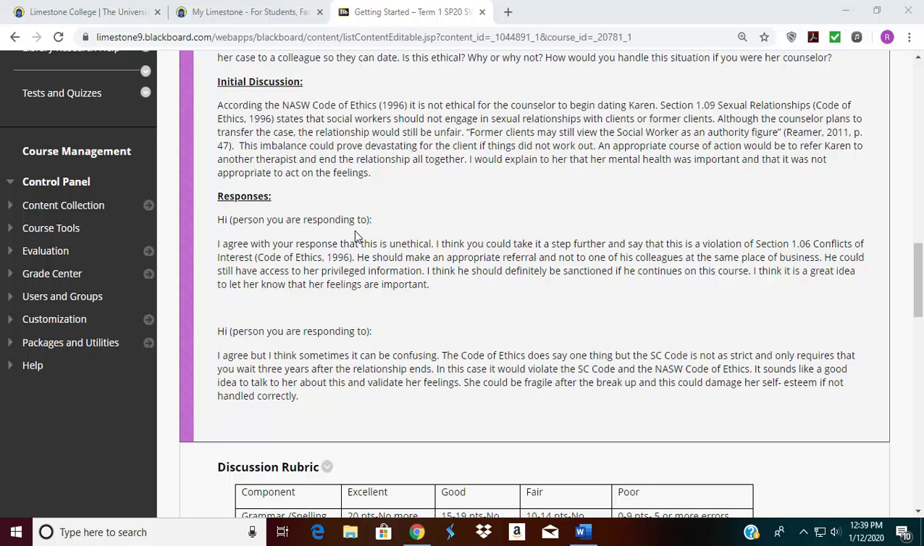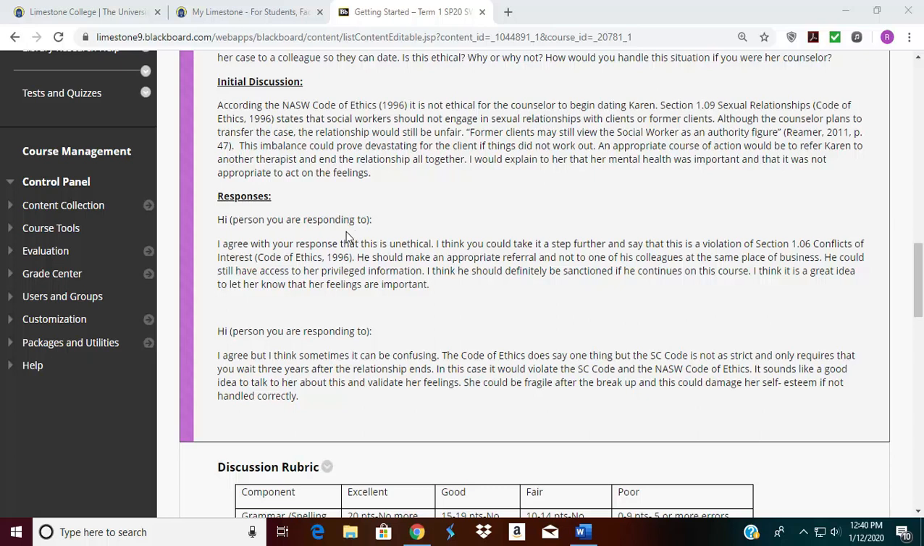Okay, and this person says not only that it's a violation of 109, but this person is saying it's a violation of section 106 under the Code of Ethics. So when you're looking at conflict of interest, so you know you're dating one of your clients, which is not ethical, and it could create some harm to that particular client or to you. So just be mindful of that also.